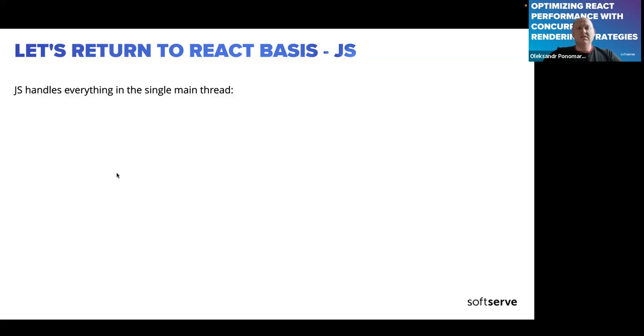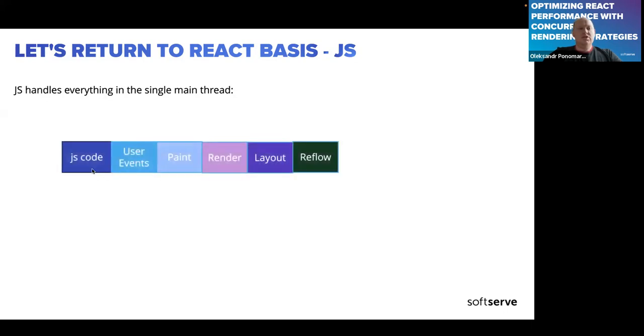What does it mean? It means that everything is handled in one single main thread, whether it be JavaScript code, user events, paint, renders, layouts, reflows, and maybe something else. So what does it mean for us? Usually it doesn't bring any problems. But the single thread is blocking, and from time to time it can cause some issues. For example, let's return to React. React is built on JavaScript, so all tasks which it performs occupy the main thread.